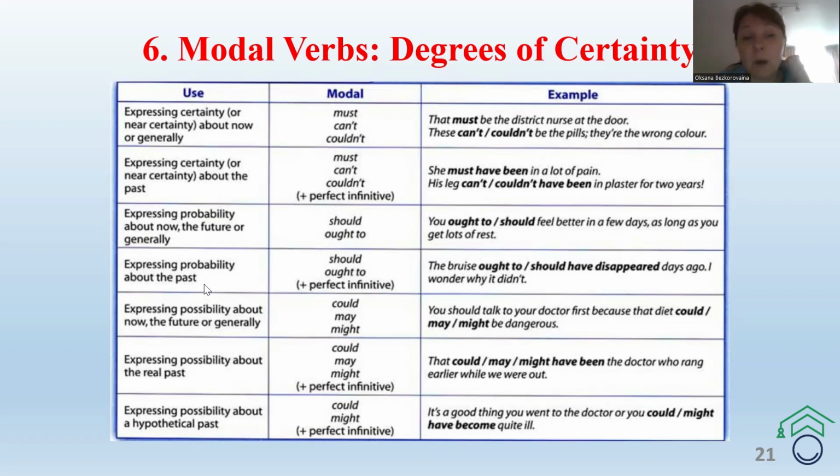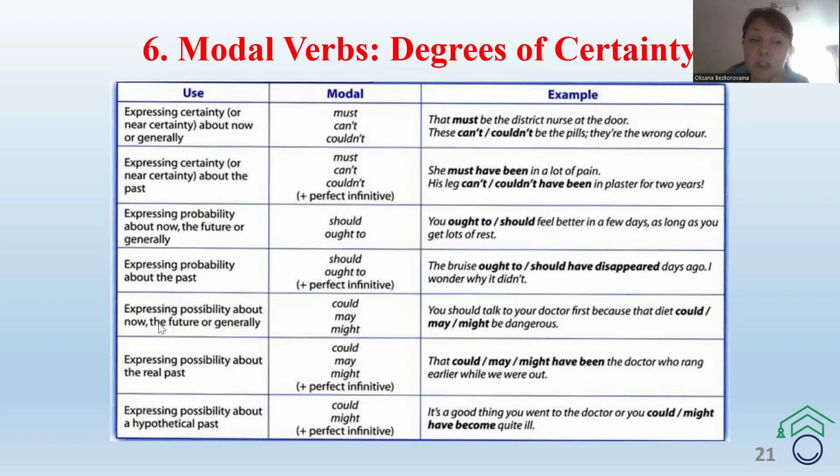Expressing probability about the past. We use the same modal verbs, should and ought to, plus perfect infinitive. Everything which refers to the past uses perfect infinitive. In all situations, perfect infinitive is used. The bruise ought to have disappeared days ago. Or the bruise should have disappeared days ago. I wonder why it didn't.